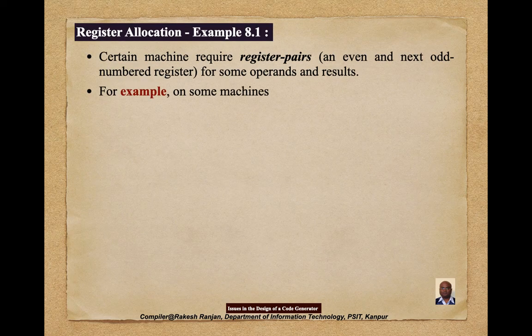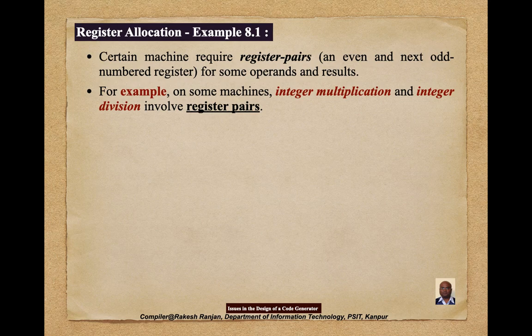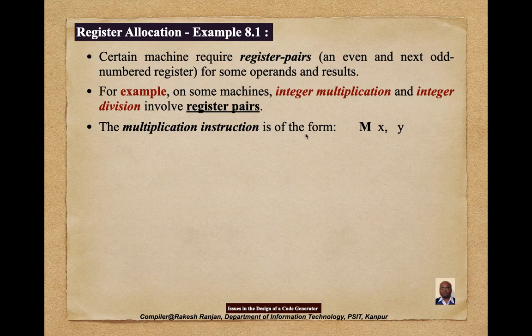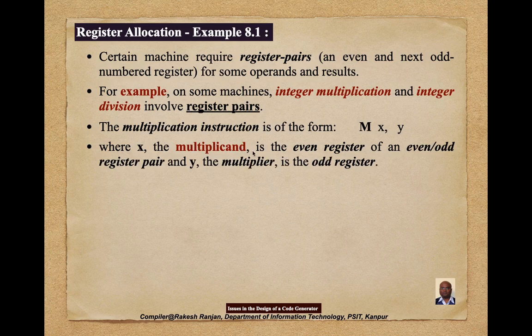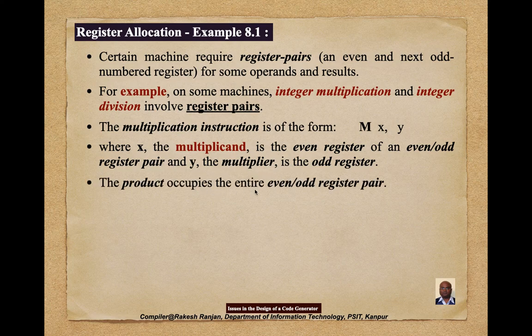Example of register allocation. We use the register pair, an even odd pair. For integer multiplication and for division, we involve the register pair. The multiplication instruction is in the form of M x comma y. So x is the multiplicand, in the even register of the even odd register pair, and y is the multiplier in the odd register. The product occupies the even odd register pair.